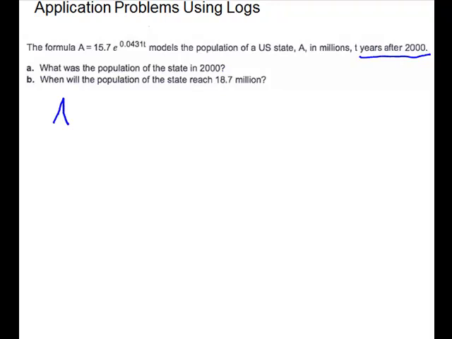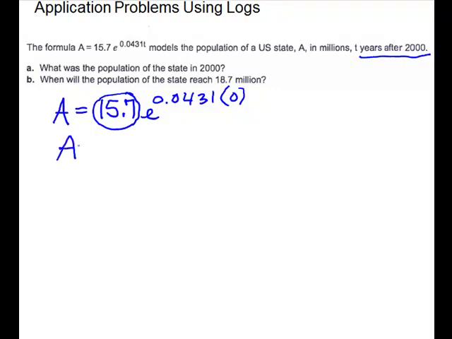So we have A equals 15.7 e to the 0.0431 times 0, and anything times 0 is 0. e to the 0 is 1. So this piece is going to be our answer. So the A will be 15.7, and this is in millions.